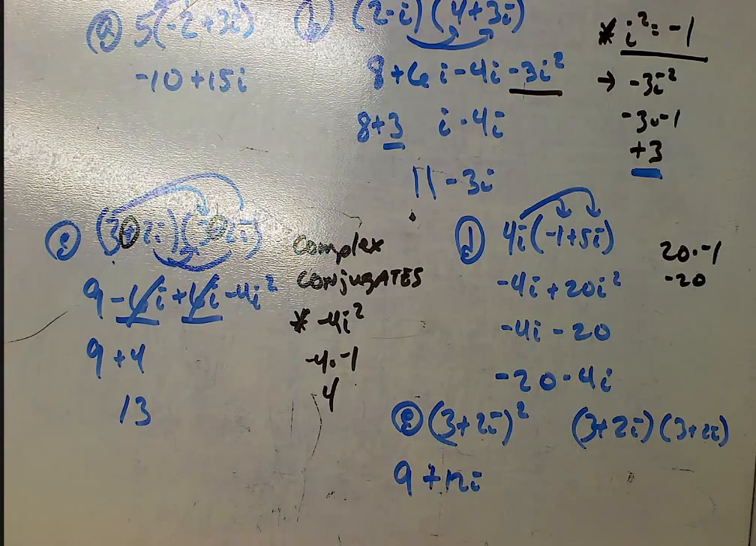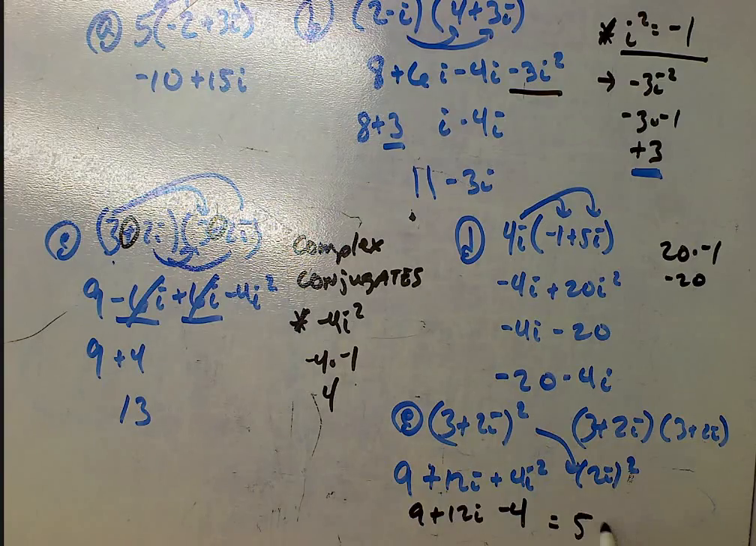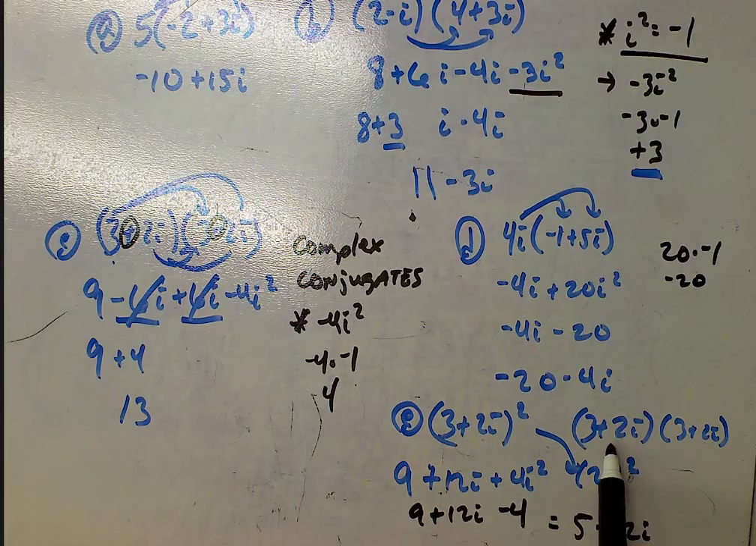2i squared would be 4i squared. If you remember, this would be 2i quantity squared. 2i squared is 4i squared. Remember that 4i squared is the same thing as negative 4 because it's 4 times negative 1. And then 9 minus 4 is 5, and you get plus 12i. If you have trouble following the pattern that I did here for the 3 plus 2i squared, go ahead and work it out with 3 plus 2i times 3 plus 2i. You'll get the same answer as long as you do your math correctly.